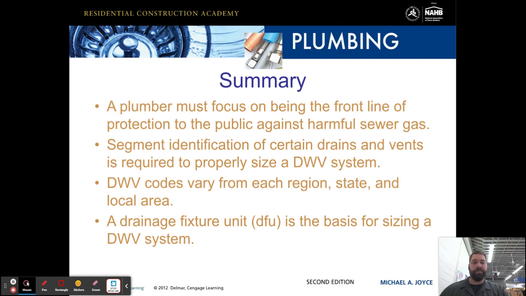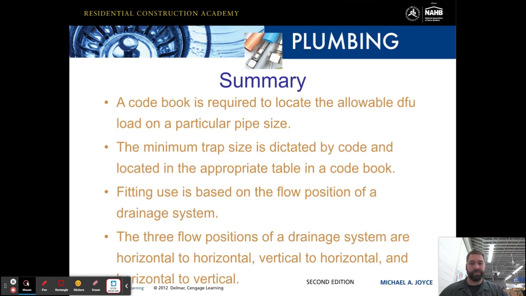In summary, a plumber must focus on being the front line of protection of the public against harmful sewer gas. That's why we have traps and vents. Identification of certain drains and vents is required to properly size a DWV system. DWV codes vary from each region, state, and local area. A drainage fixture unit, or DFU, is the basis for sizing a DWV system.